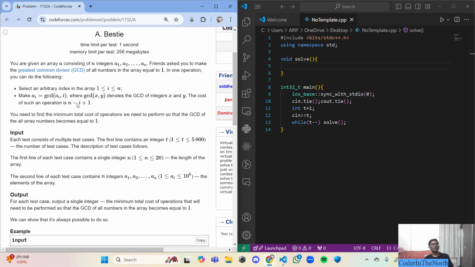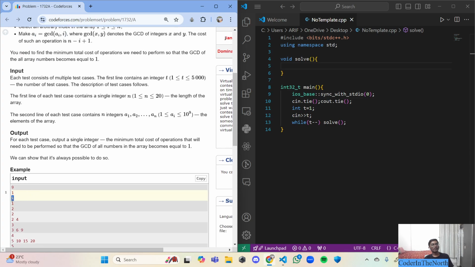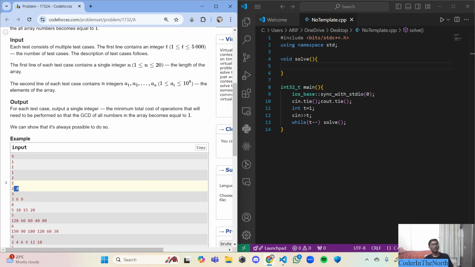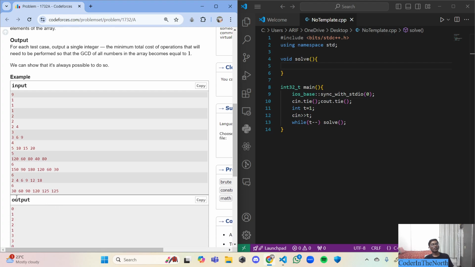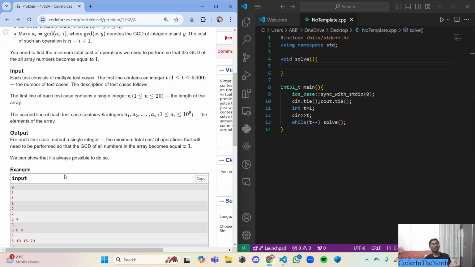The cost of such an operation will be n minus i plus 1. So if I update the first number, the cost will be n. Here, for the first number the cost will be 6, for the second number 5, then 4, 3, 2, and for the last it will be 1. So from this we can say it will be better if I try to update numbers from the back end. It will cost me less, because the question asks for the minimum total cost of operations.